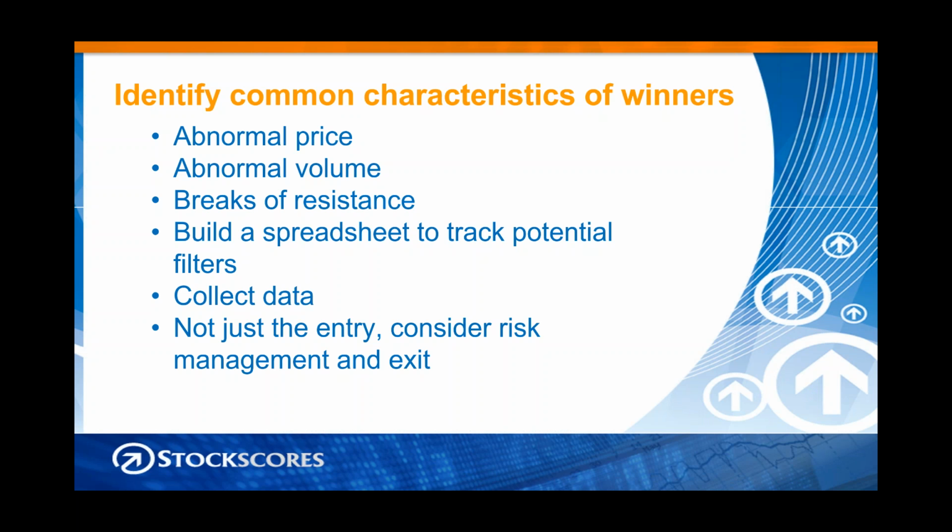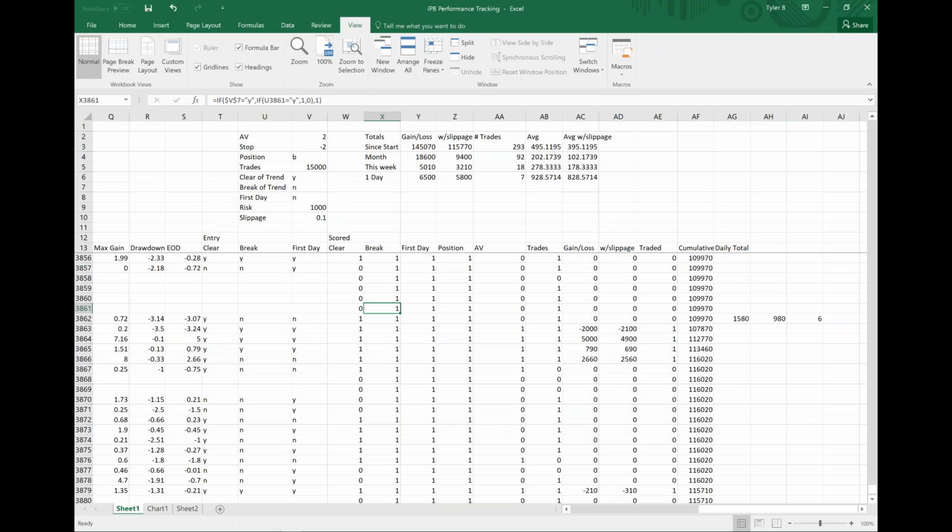So I might say, okay, let's look at all the examples over the last month where the stock made an abnormal price jump with abnormal volume, breaking through resistance. And I'll track that in a spreadsheet. So I'll show you what one of those spreadsheets looks like.